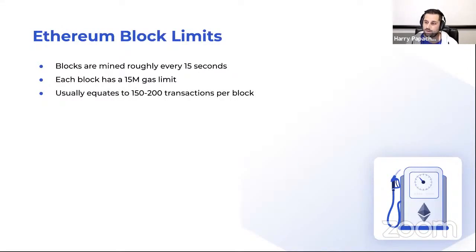An Ethereum block is mined roughly every 15 seconds, give or take. And there's not a transaction limit per block, but there's actually a gas limit. There's about 15 million worth of gas that can be included in each block. Depending on what's being done in the transactions themselves, that usually equates to about 200 transactions per block.